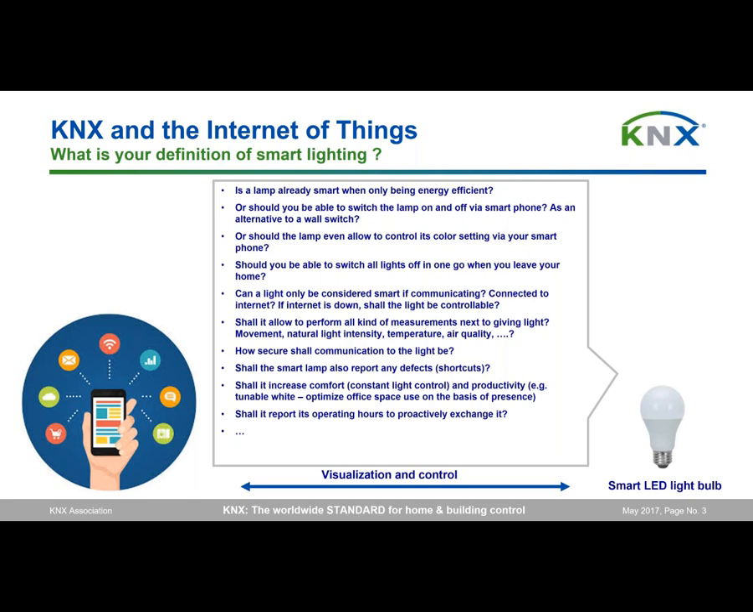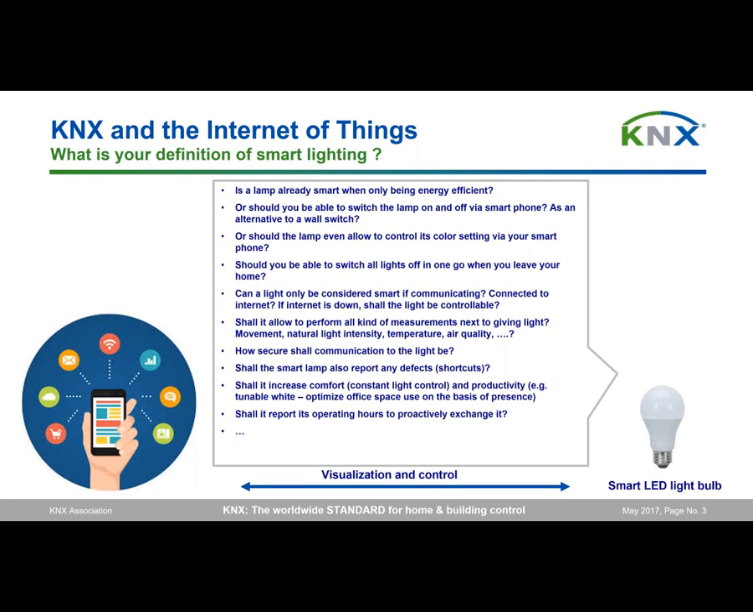Should the light or the light fixture be able to carry out additional measurements next to giving light? Should it be able to sense movement? Should it be able to measure the natural light intensity? And if it does, then should it be able to be switched off automatically? Should it also be a temperature switch? Should it maybe even measure air quality?